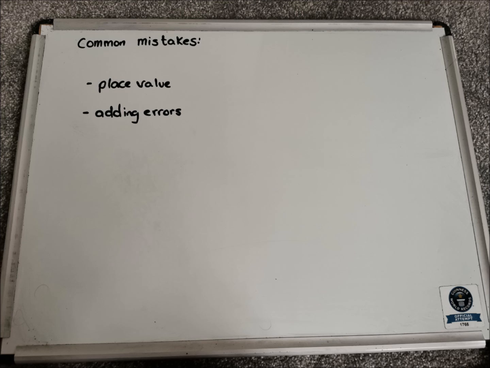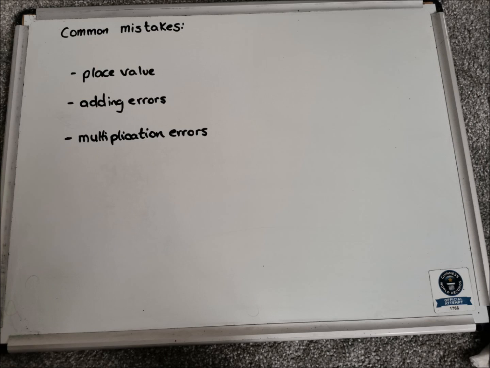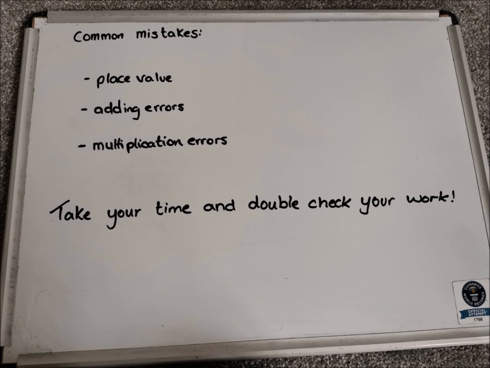Another common error can be adding errors. Sometimes we forget to add on any numbers that we've carried over into the next column, so just be careful and make sure that you're including those when you're adding up. And of course we can have multiplication errors. Maybe we've just not quite counted our multiplication or times table skills accurately, and that can obviously cause errors as we go along. So please take your time and double check your work as you're going along.